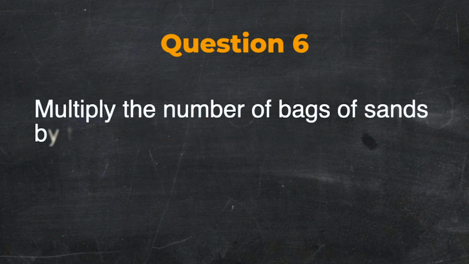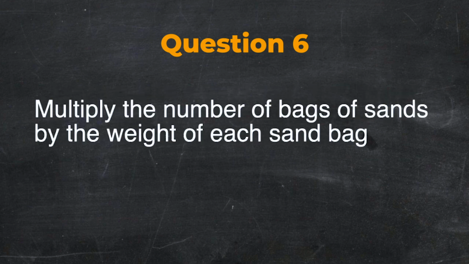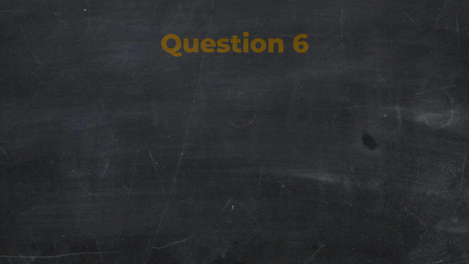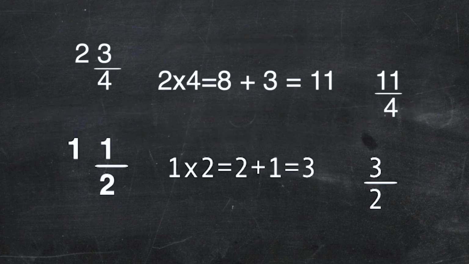First, we need to multiply the number of bags of sand by the weight of each sand bag. We first change these mixed numbers to improper fractions. 2 multiplied by 4 gives us 8, added to the numerator of 3 to give 11. So that would be 11/4.